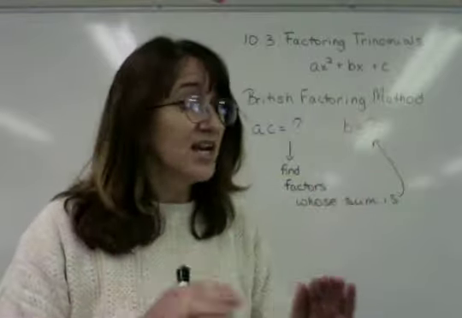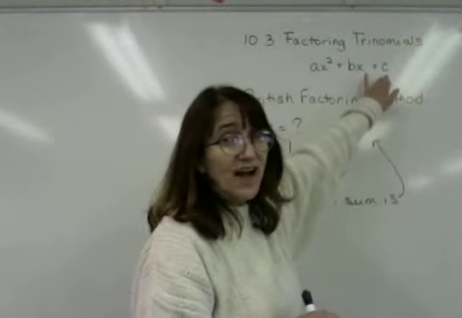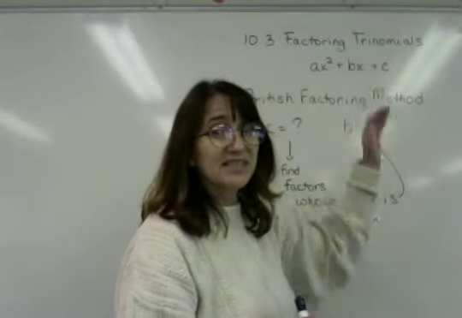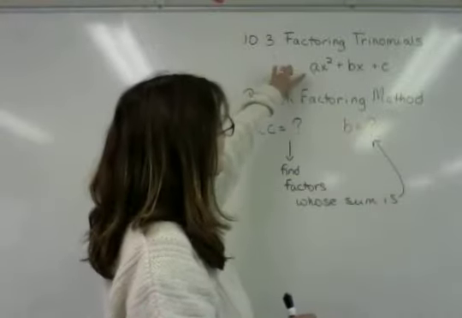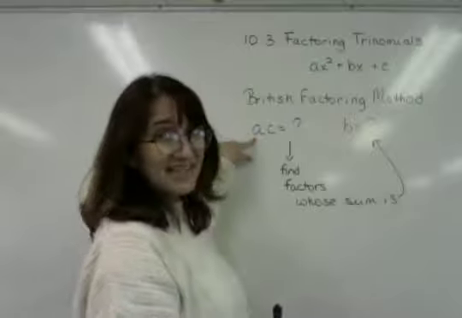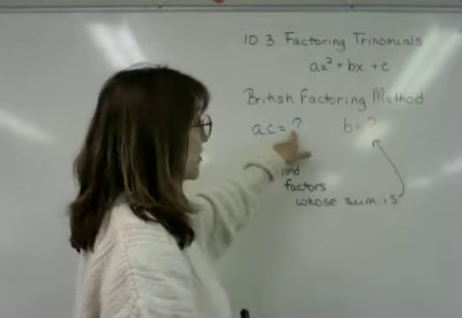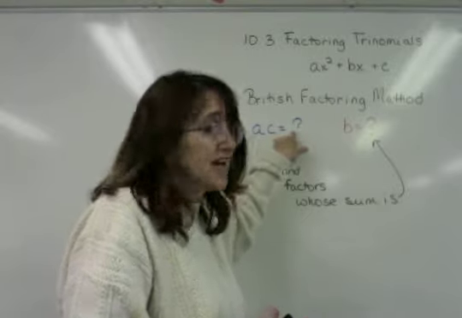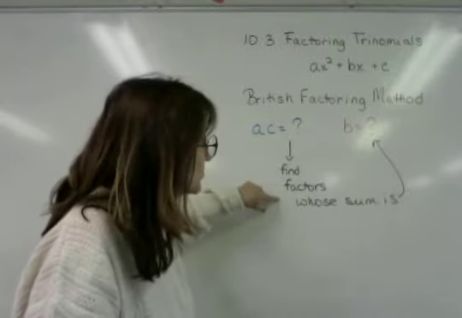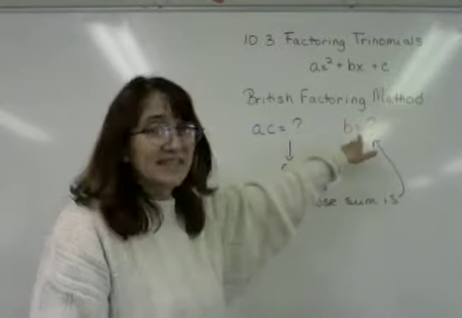Yesterday you looked at C. What were my factors there to be a sum of B? Now that you've added A to it, you're going to have to say, I'm going to multiply A and C together. Whatever I got from that product, I'm going to have to find the factors whose sum will end up being B.